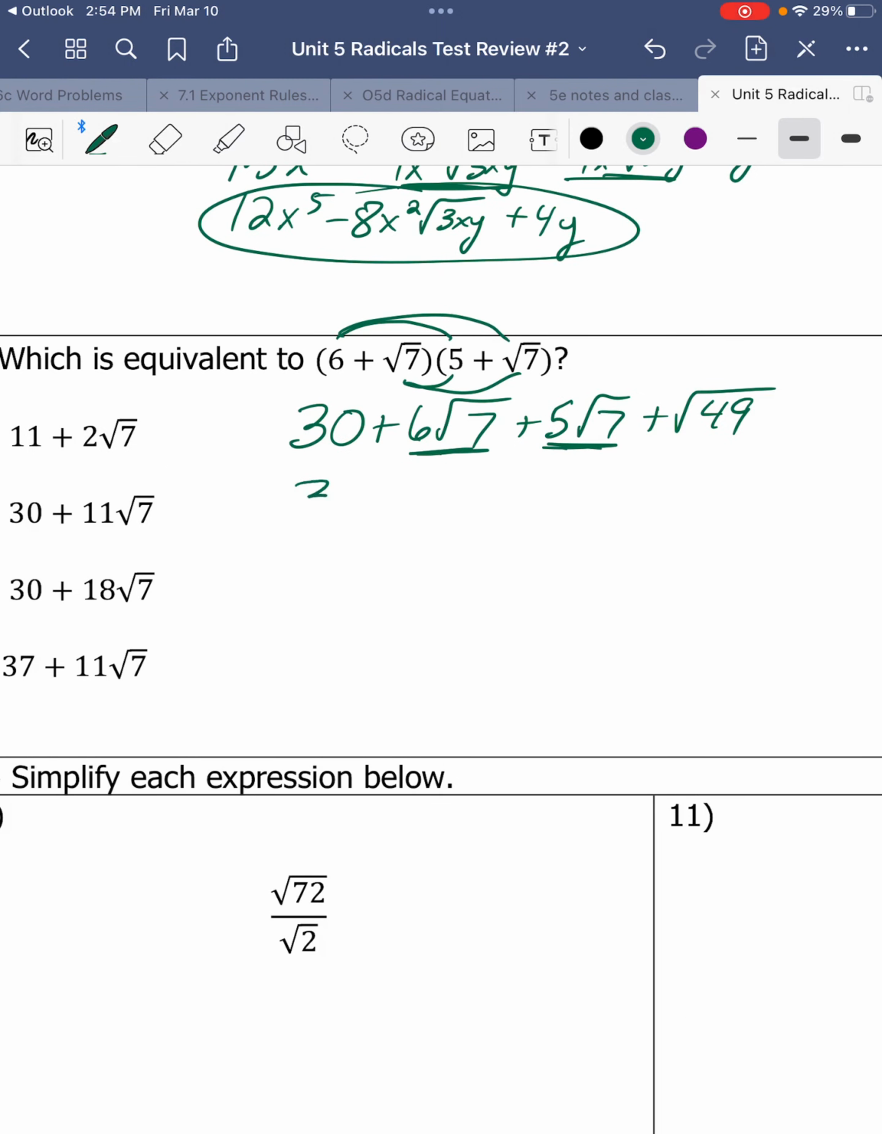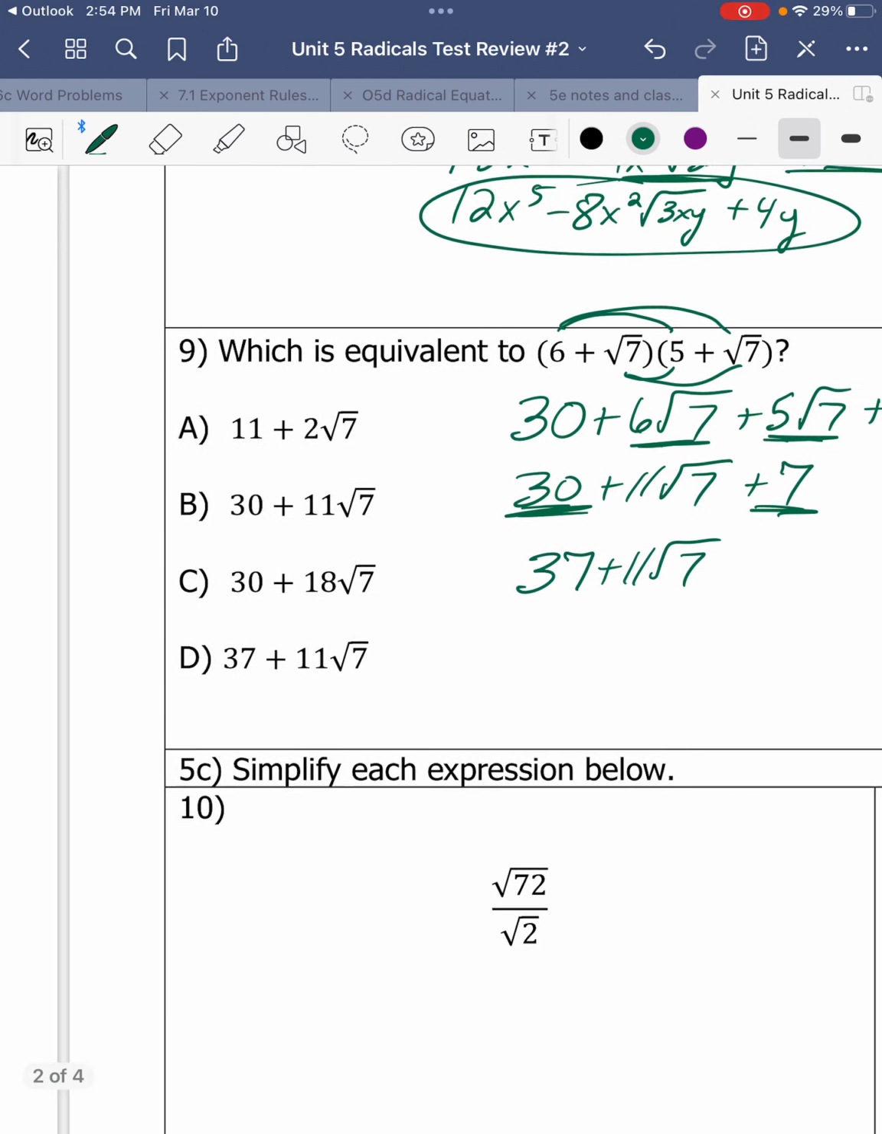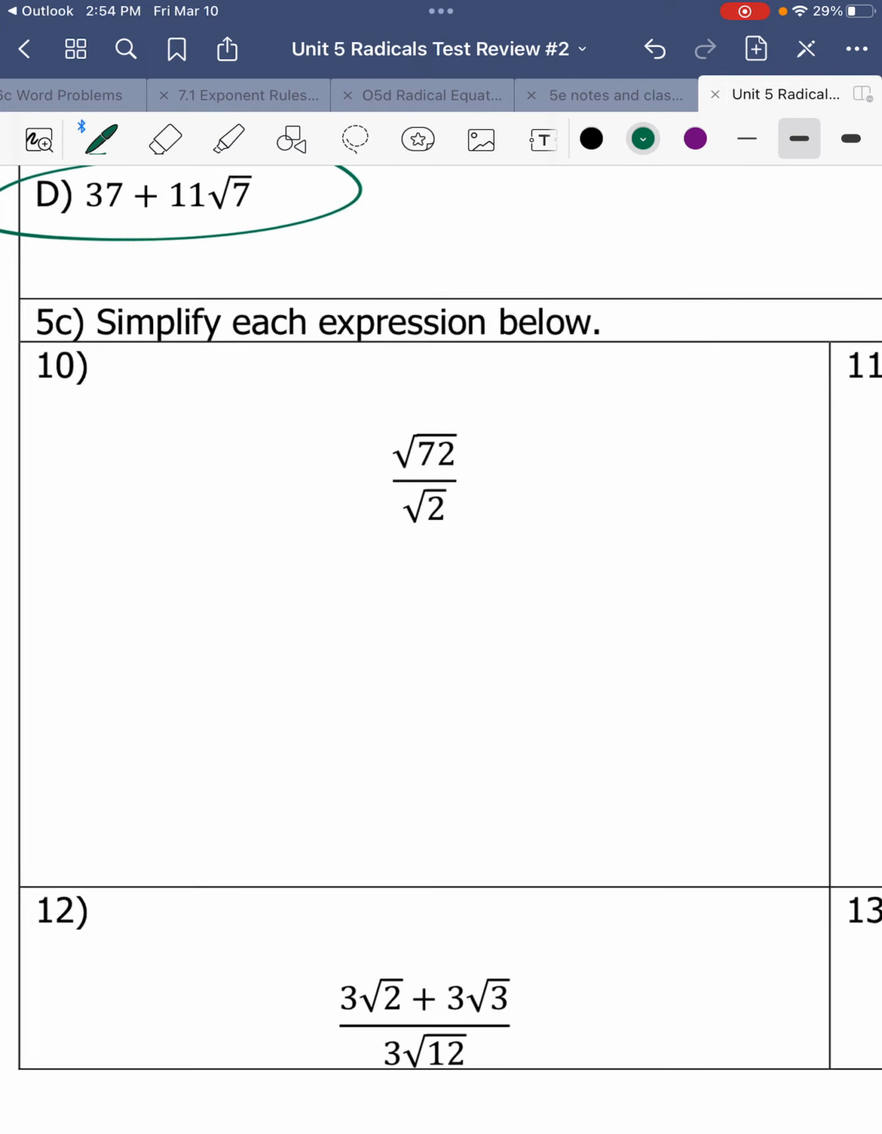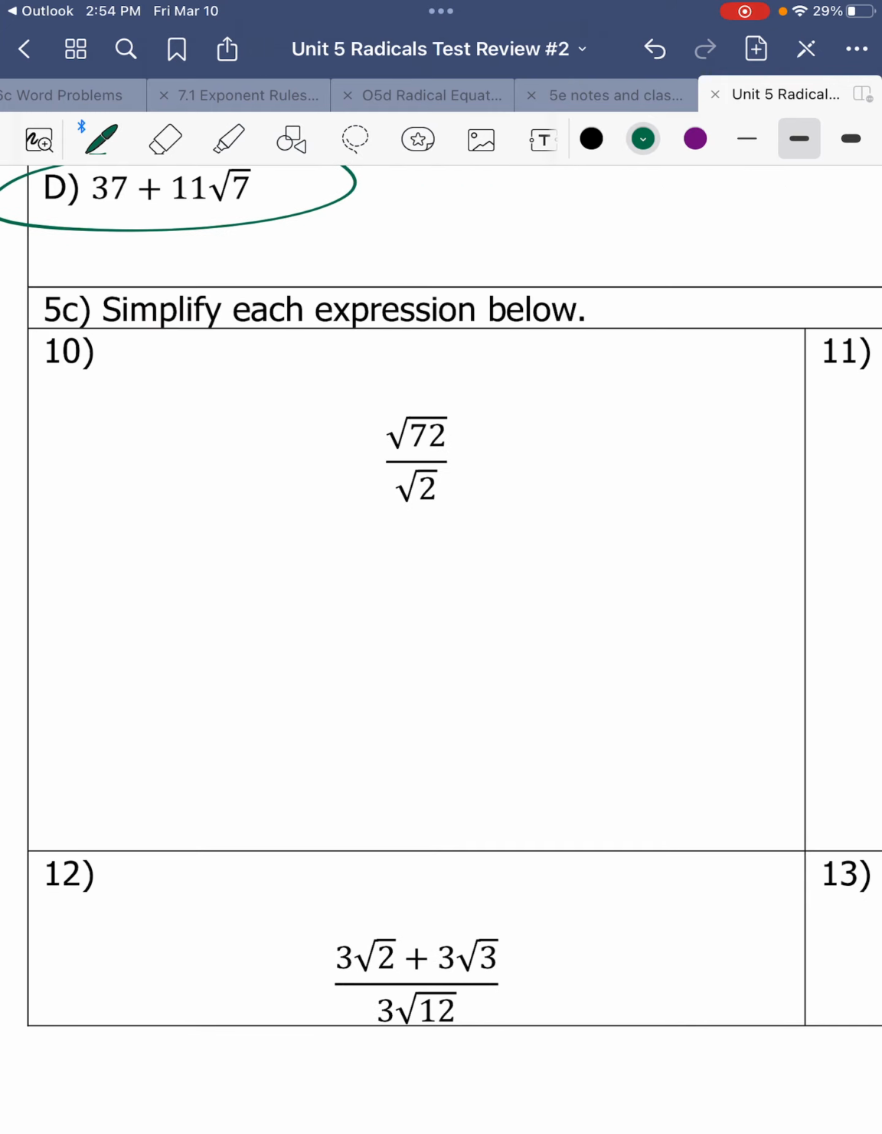After you multiply, you simplify. So we have some like terms we can put together in the middle here. We have 6 square roots of 7, and we're adding 5 more square roots of 7. So total we have 11 square roots of 7. Square root of 49 is 7, and we still have like terms. So we got 30 plus 7 is 37 plus 11 square root of 7, which is D.